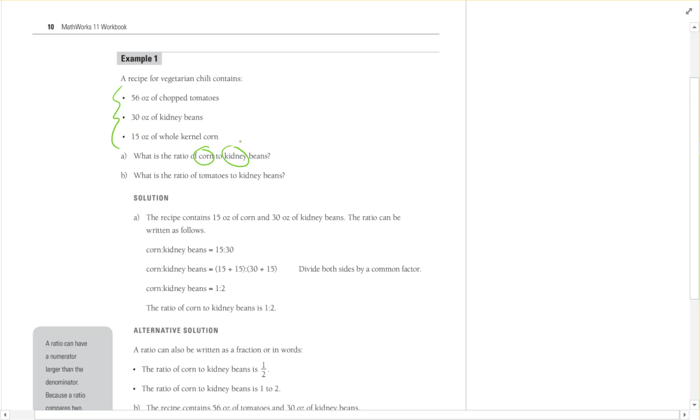So corn, there was 15 ounces. So I'm going to start off by just saying 15, and then colon. And now look at kidney beans. That's 30. So 15 to 30 is what that's saying. And now the solution in your booklet is saying the same thing I am here. But now we can write this in a smaller form, right? This will make a bit more sense if you wrote it like 15 over 30. That would also be another way of writing it.